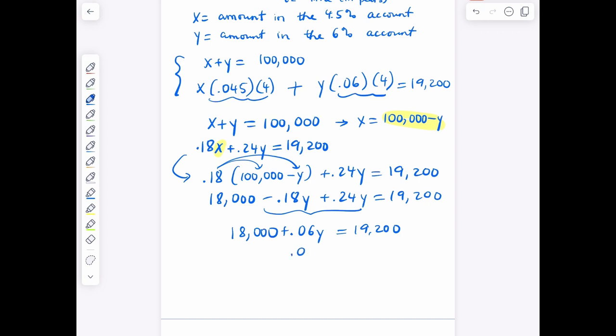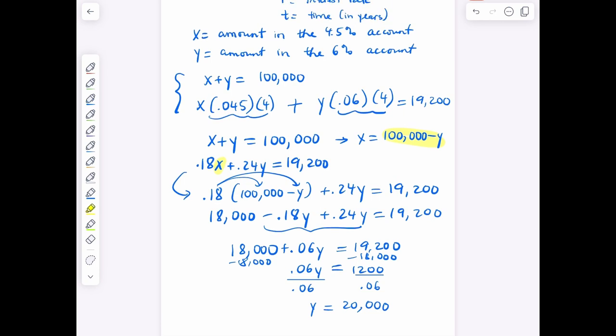Now we are going to solve for y, or isolate the variable term, by subtracting 18,000 from both sides. And that will give us 1,200 on the right side. We will then divide both sides by 0.06, and that will give us y equals 20,000. Now, what did we just find? We found the amount in the 6% account, or the 6% loan.